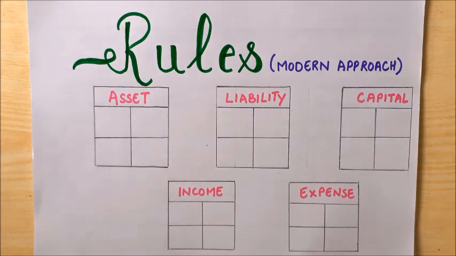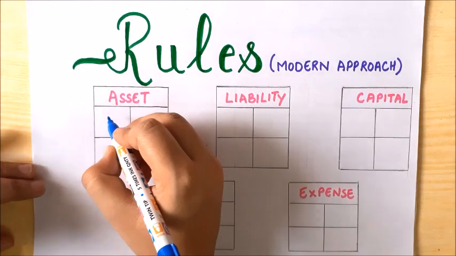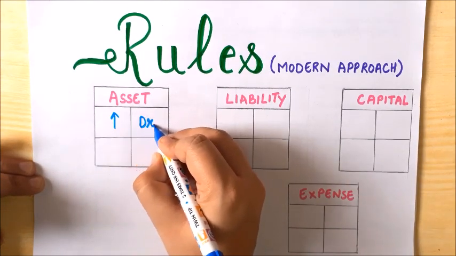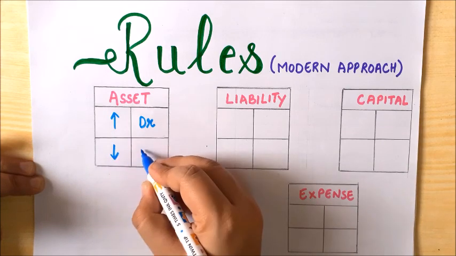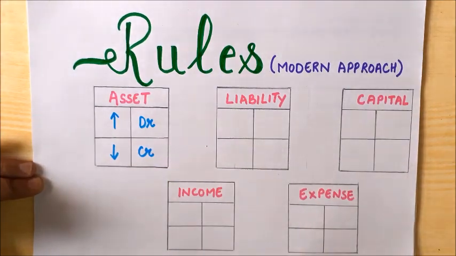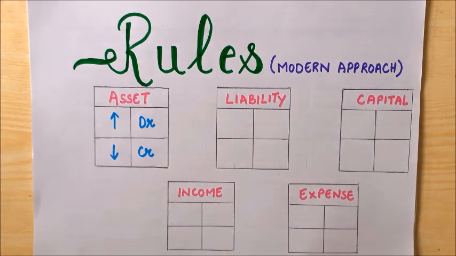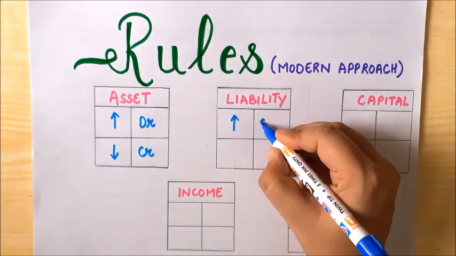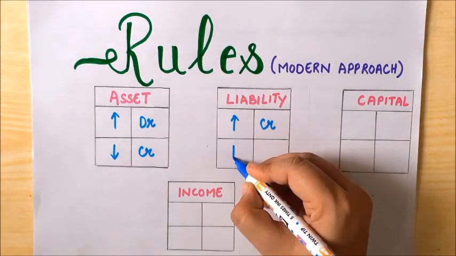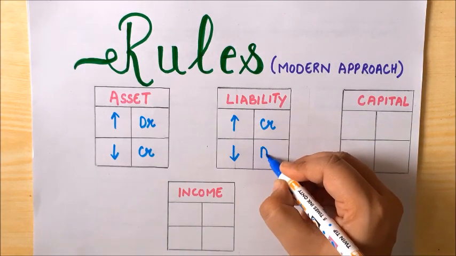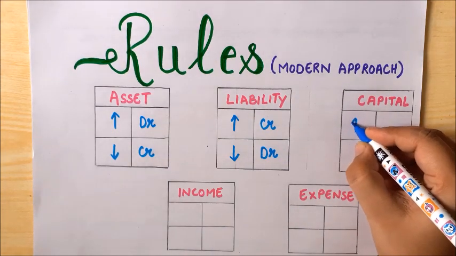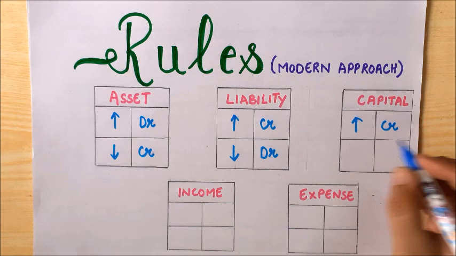The first rule that we are going to talk about is assets. Since assets have a debit balance, any increase in assets will be debited, and any decrease in assets will be credited. The opposite is the case for liabilities. Liabilities have a credit balance, so any increase in liabilities will be credited, and any decrease in liabilities will be debited. Capital rules are the same as liability rules.